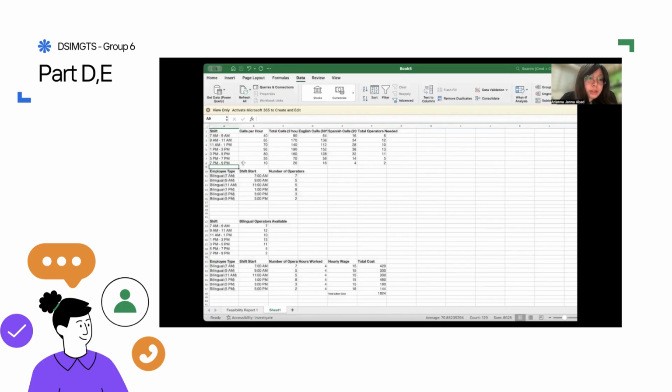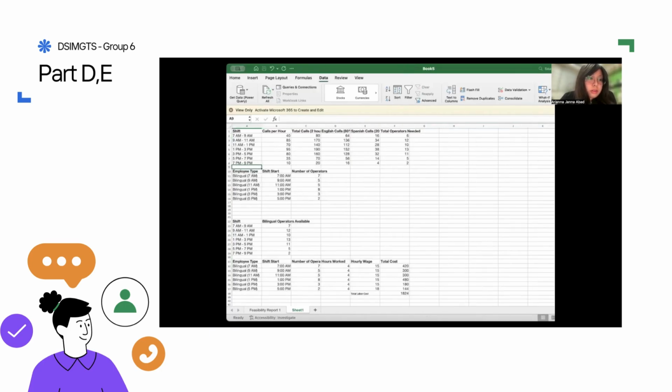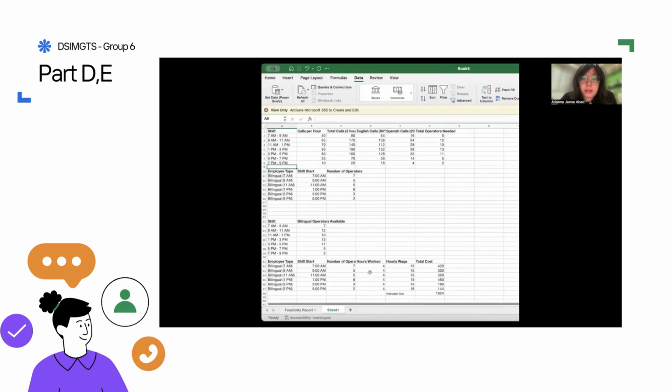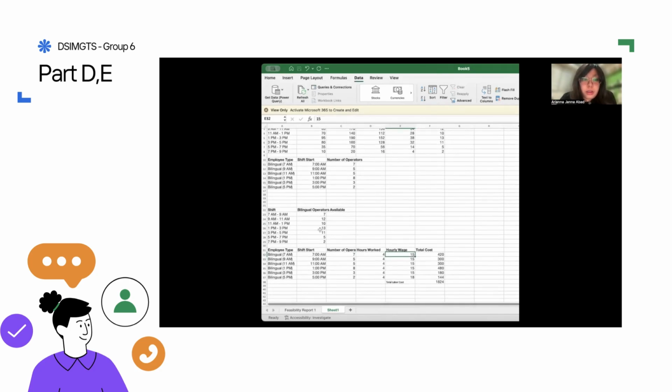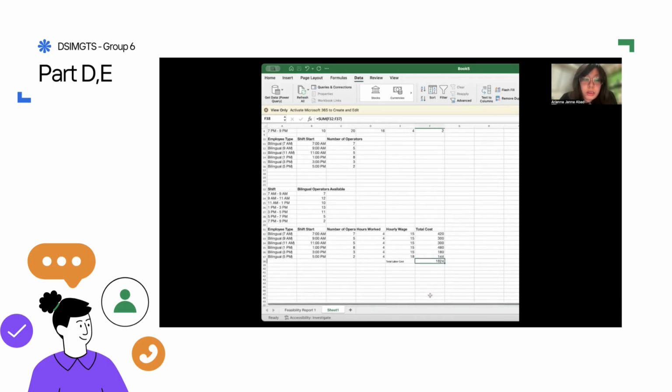Okay, so for part E, the key formula is for calculating total labor cost. Total cost equals number of operators multiplied by hours worked and hourly wage. This formula ensures that we account for the cost of each operator type and shift. For example, if we hire 7 bilingual operators at 7 a.m., working 4 hours at 15 per hour, this formula will be applied to all shifts to calculate the total labor cost, which is 1,824.